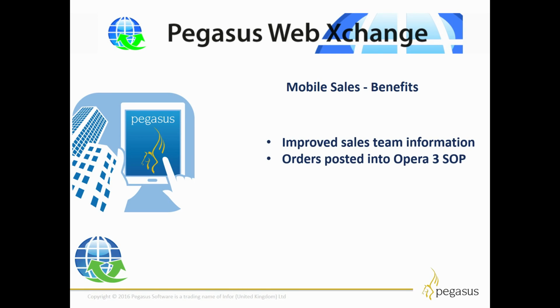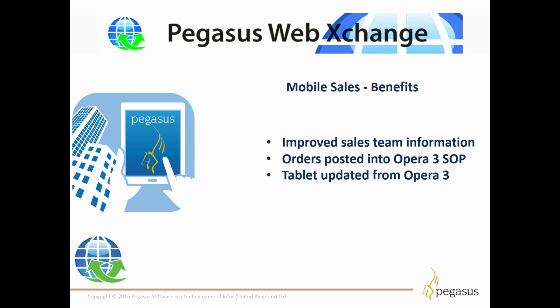Once these sales orders are in the office, then the sales administrator can review those orders. They can see the changes that the salesperson might have made and the discounts and pricing offered, and can make a decision whether to progress those sales orders into the Opera 3 SOP system or reject them and send them back to the salesperson. If the orders are accepted, then this is posted as a document into the Opera 3 SOP system. At the same time, a notification is sent back to the salesperson's tablet to tell them that the order has been accepted and is being processed. If it was rejected, then again the salesperson's tablet is updated with that information and the reason for its rejection.